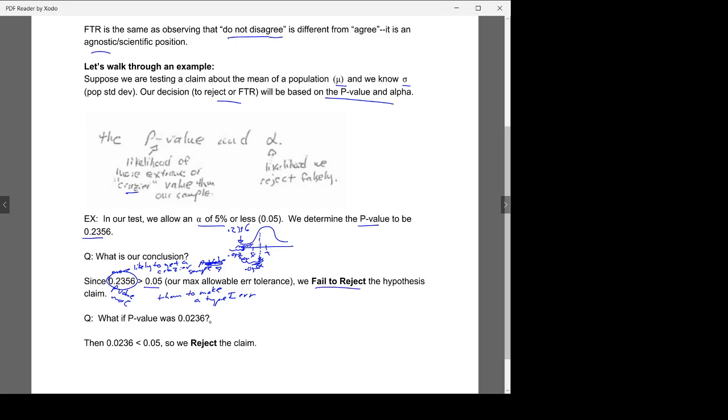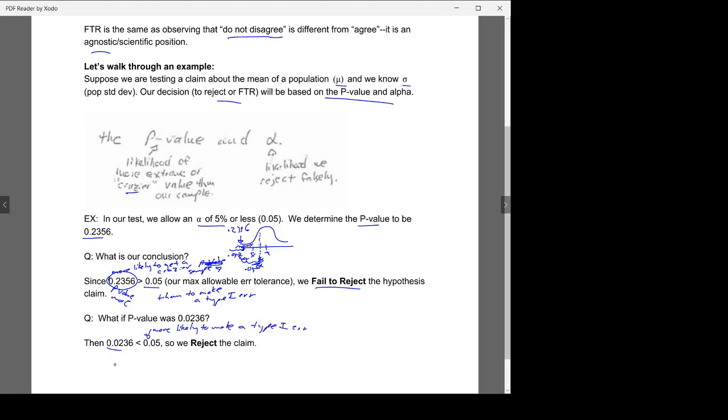But what if the p-value is 0.0236? Then you say, this one's greater, so we're more likely to make a type 1 error than to get a crazier sample than what we had. So our sample is actually quite reasonable.